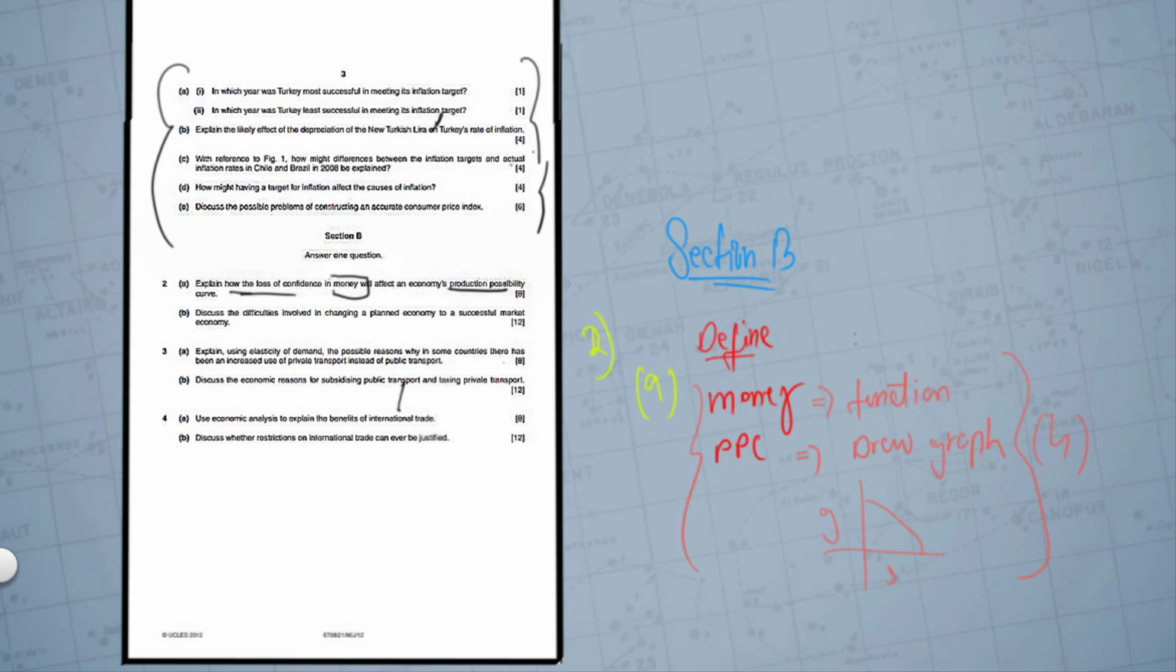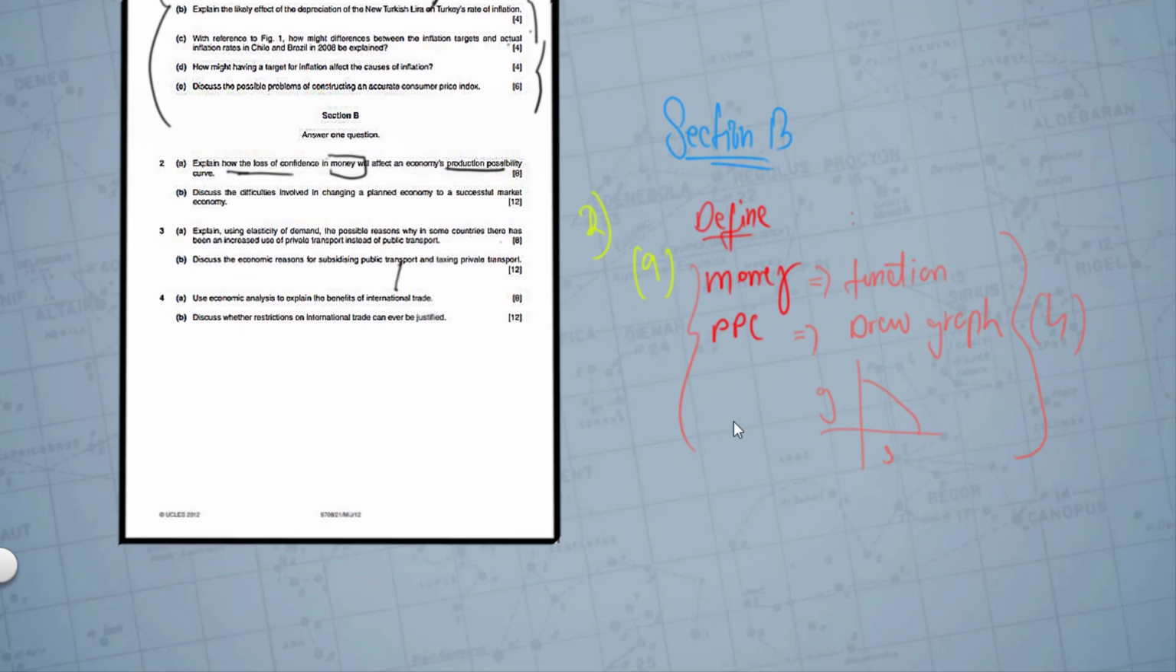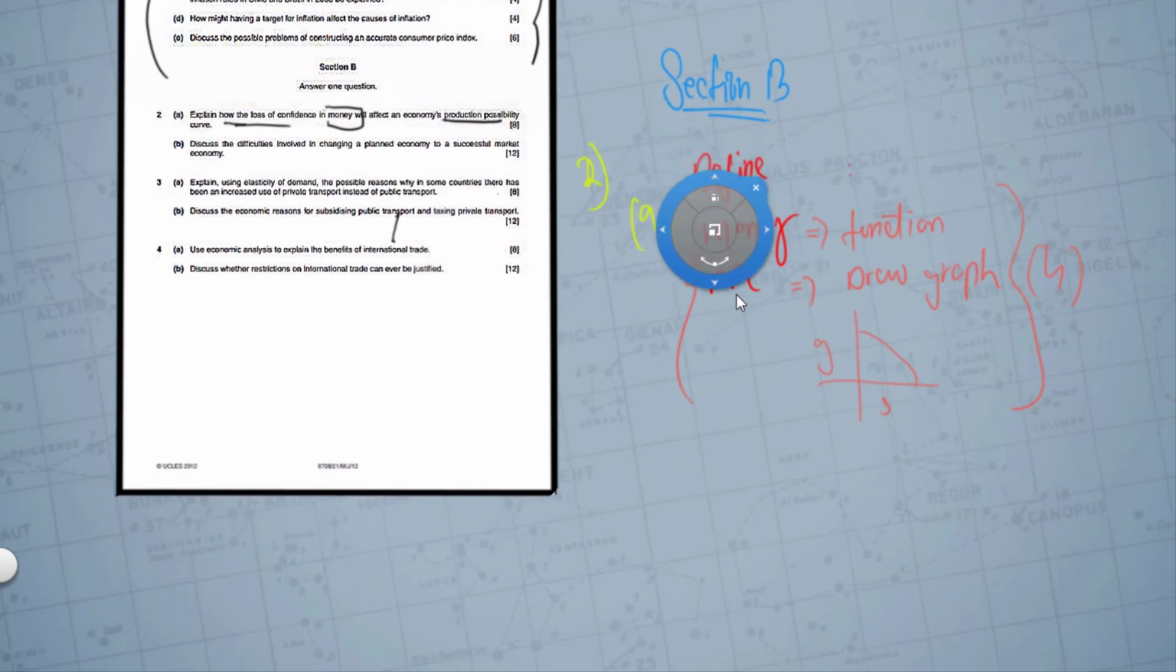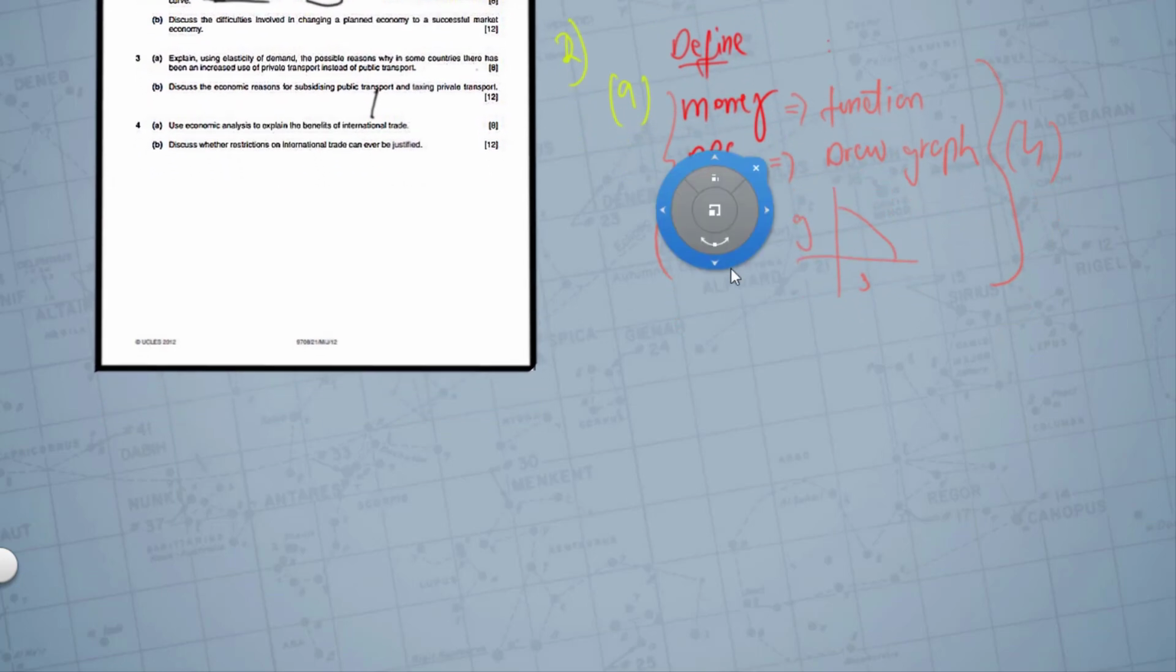Then we need to move on to the second part of the question itself, which is explain how the loss of confidence will affect the production possibility curve. So how are these both linked together? That is the main topic of the question. Now we know that money has 4 functions. Firstly, money has a function of medium of exchange.